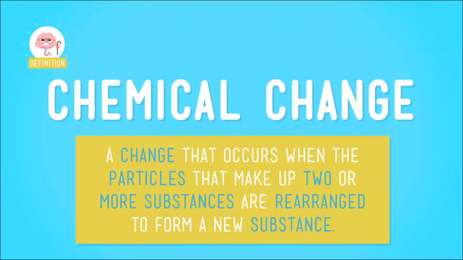A chemical change is a change that occurs when the particles that make up two or more substances are rearranged to form a new substance. Unlike the mixtures from our picnic, chemical changes usually can't be undone. Let's observe an example of a chemical change.